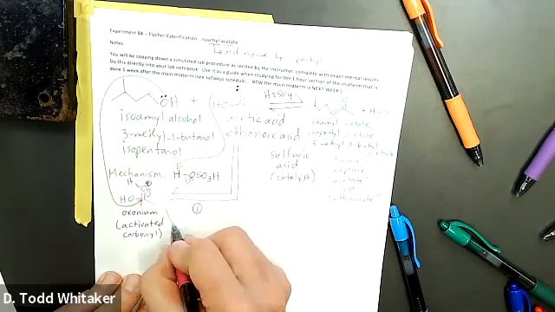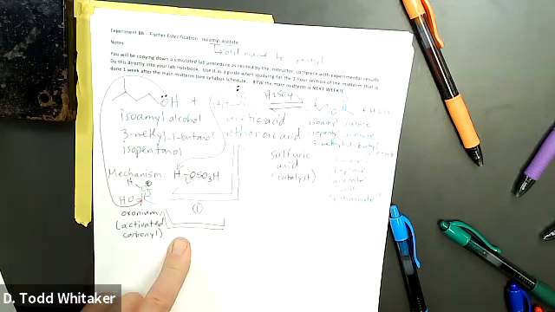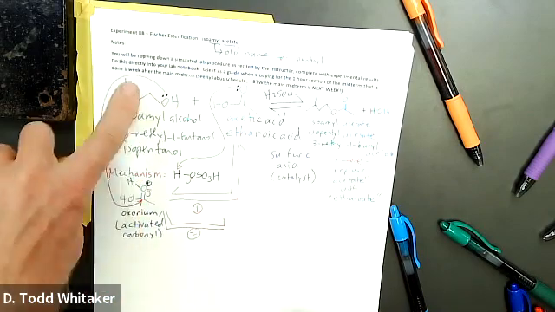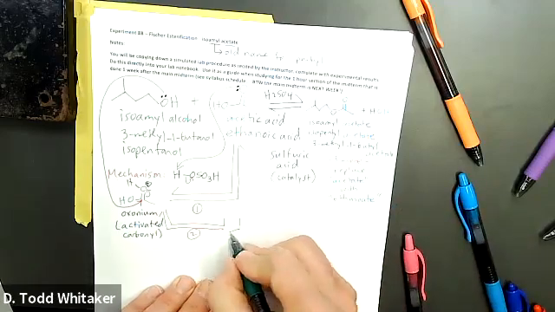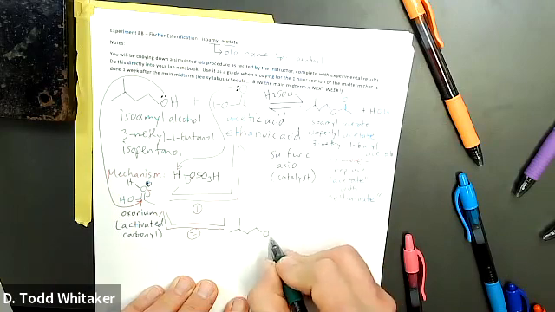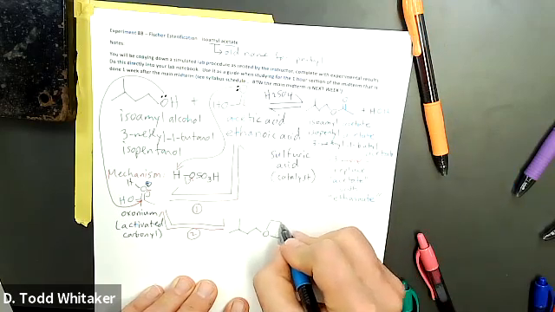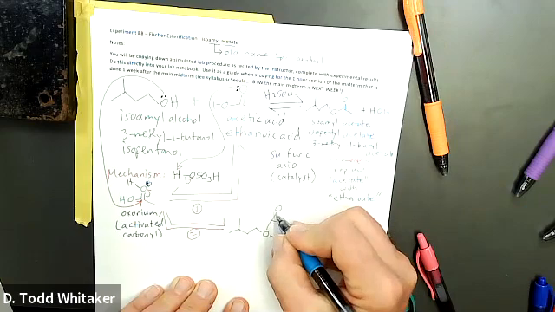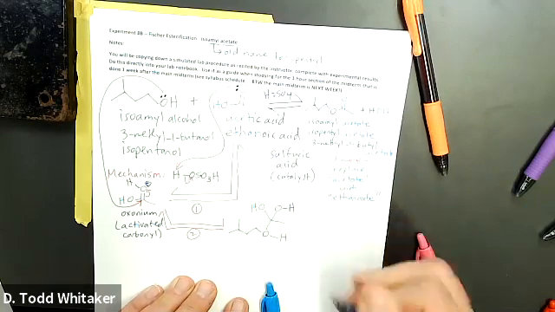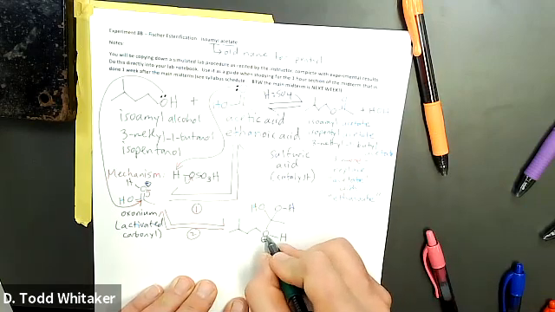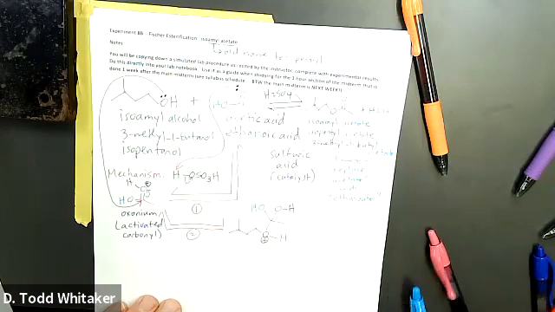Step 2 is the attack of the alcohol on the activated carbonyl. We generate this intermediate here with a new bond to a carbon that has a methyl, and O with a bond to H that I'll draw in a second. And a plus charge here, a different oxonium. Oxonium number 2.